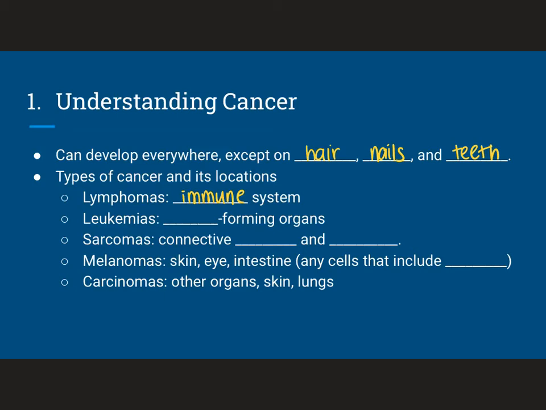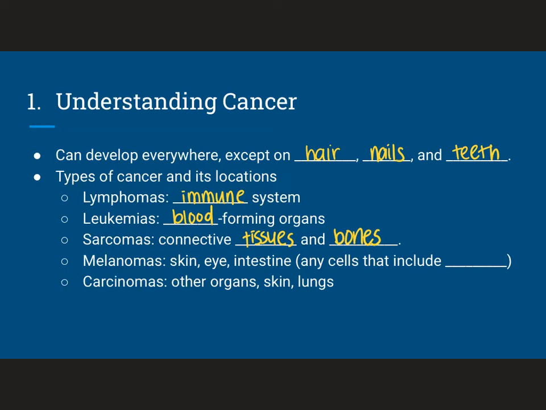Leukemias are for your blood forming organs. So a lot of times when you hear people or little kids having leukemia, they're going to have problems with their blood forming organs. For sarcomas, you have cancer developing on your connective tissues and bones. So anywhere in your body where you have connective tissues and bones, you can actually develop sarcomas.